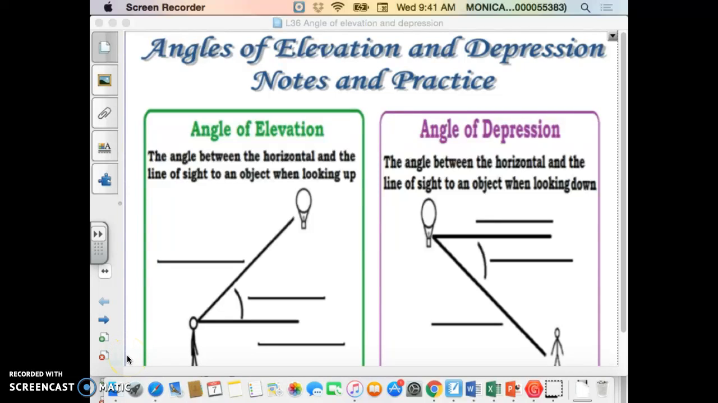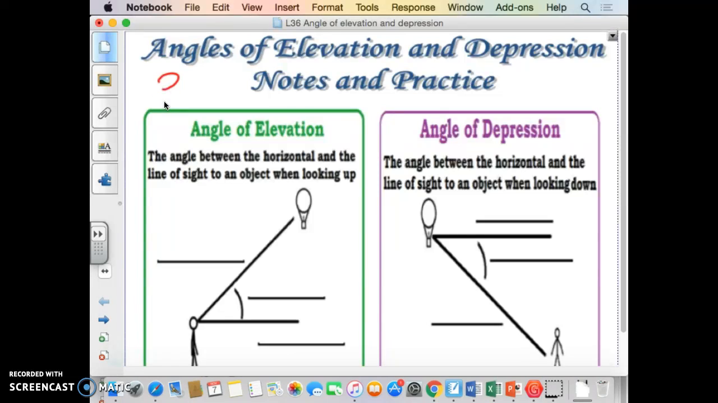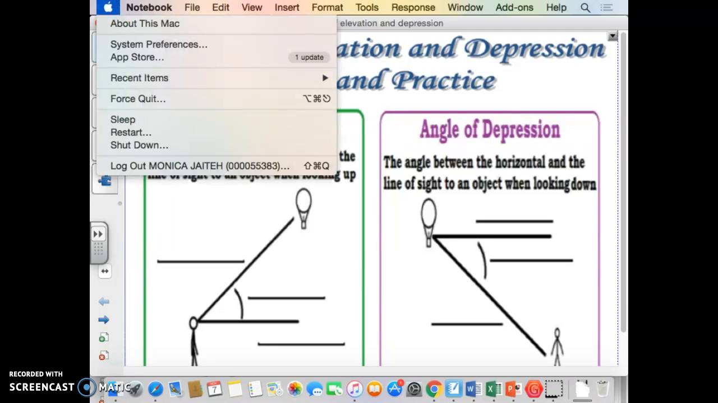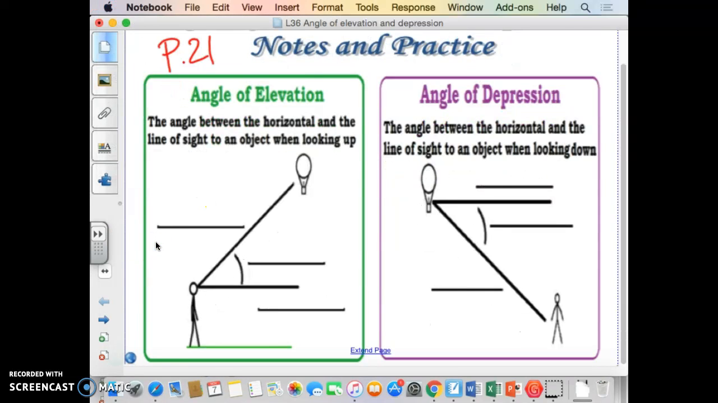So today we're going to add another layer to what we've been learning. This is lesson 36. It starts on page 21 in your packet. Okay, so we're going to talk about angles of elevation and depression. And these are going to be notes and practice, all right? And so before, I'm going to do a video within a video. So I'm going to show you a quick video, and then we'll come back and take some notes.